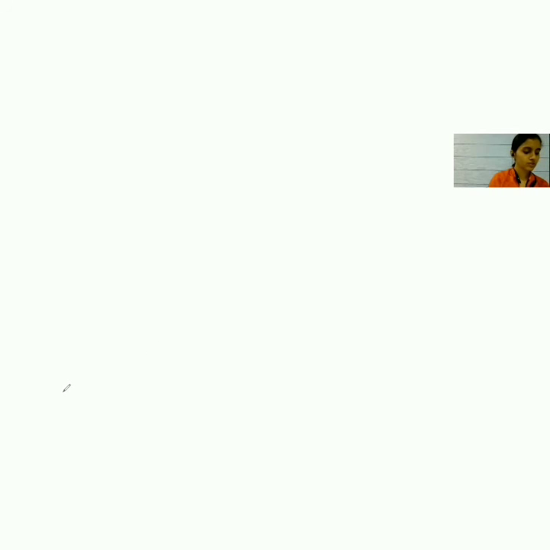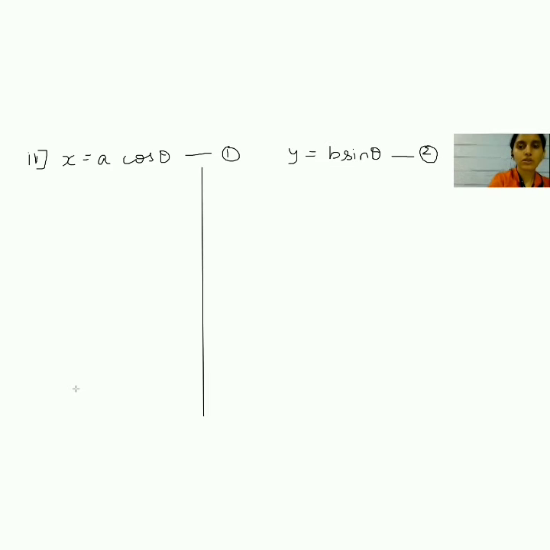The fourth question is x is equal to a cos theta, equation 1, and y is equal to b sin theta, equation 2. You have to find d2y by dx square at theta equal to pi by 4. Okay, let's begin. Again, same method, only some substitutions are different, so I am doing this also for you.